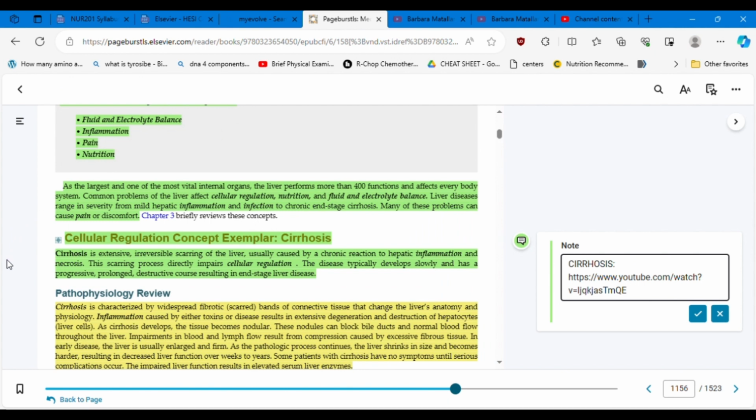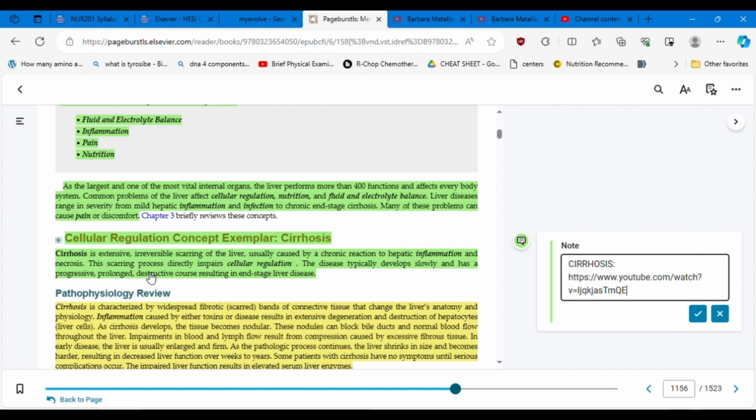The liver, as the largest and one of the most vital internal organs, performs more than 400 functions and affects every body system. Common problems of the liver affect cellular regulation, nutrition, and fluid and electrolyte balance. Liver diseases range in severity from mild hepatic inflammation and infection to chronic end-stage cirrhosis. Many of these problems can cause pain or discomfort.